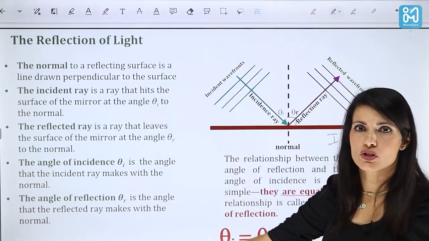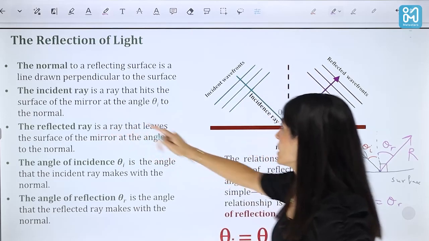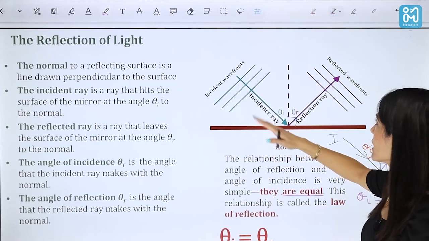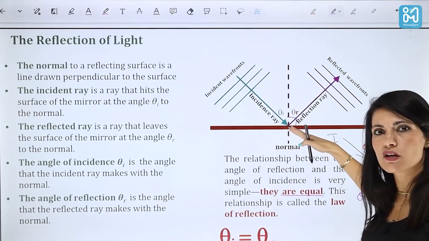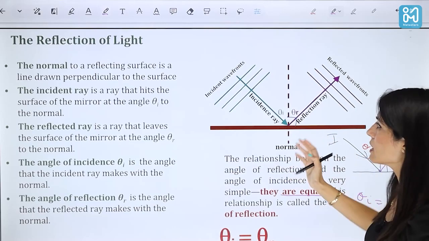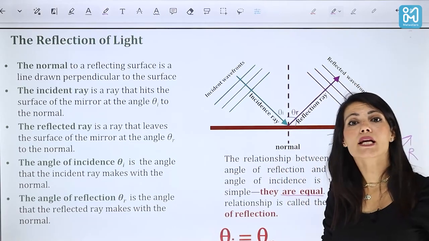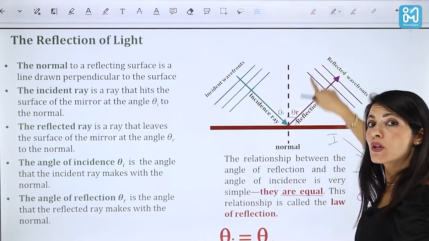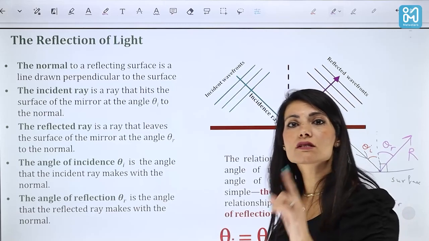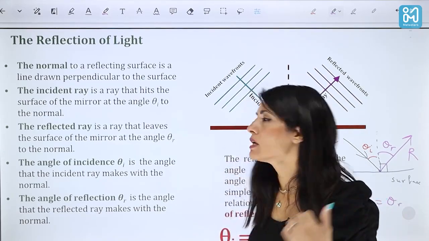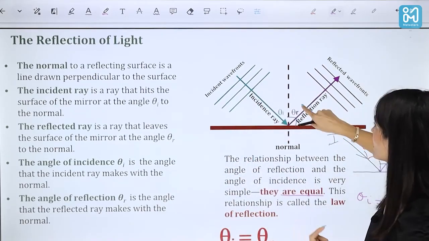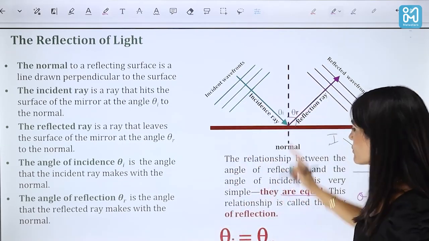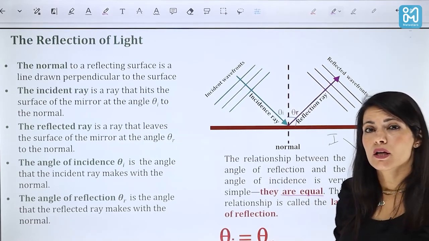Let's check out the definitions we have in here. The normal is the line that is perpendicular to the surface. The incident ray is the incoming ray hitting the surface of the mirror or the surface in here. The reflected ray is the ray leaving the surface. The angle of incidence is the angle the incident ray makes with the normal. Pay attention, it's the angle that the incident ray makes with the normal, not with the surface. And then we have the reflected angle in here, which is the angle that the reflected ray makes with the normal, as you can see, and the relation says that they are equal.